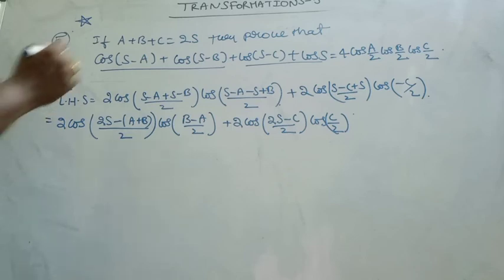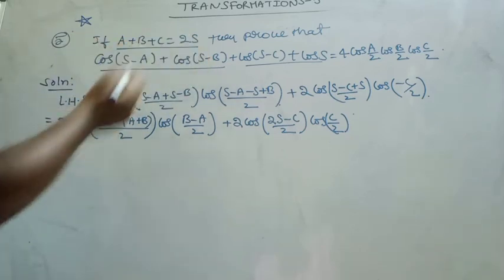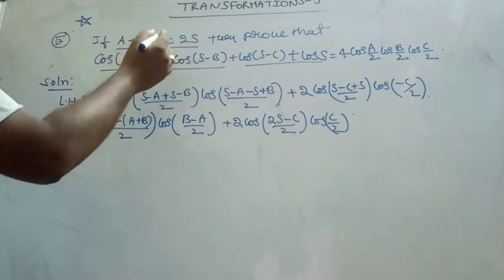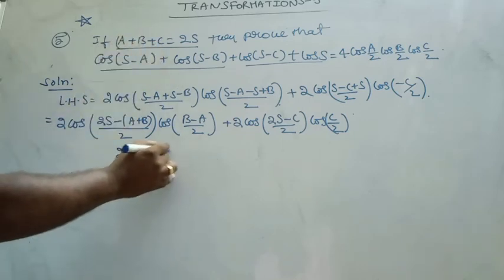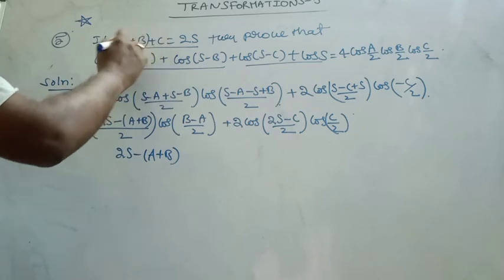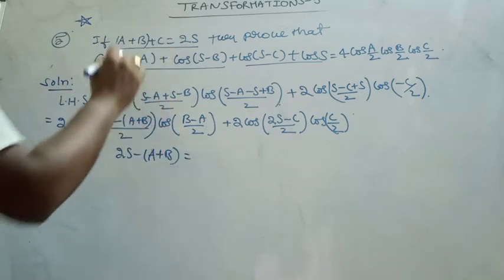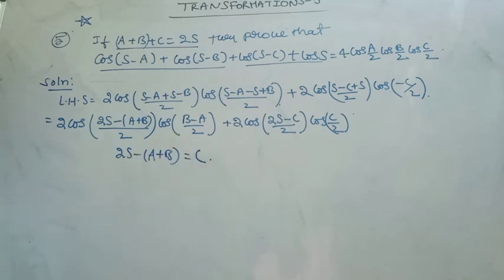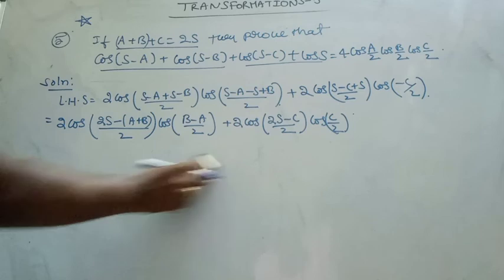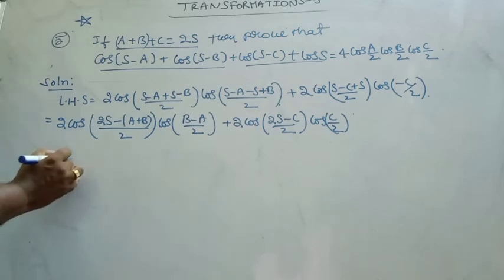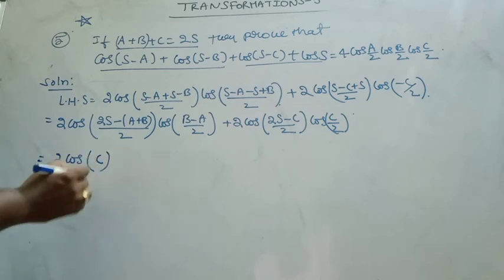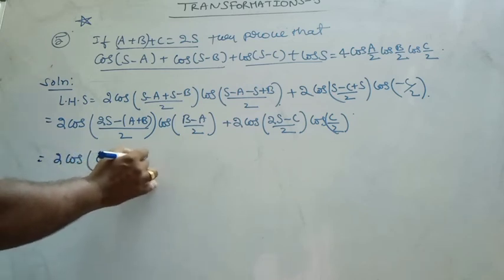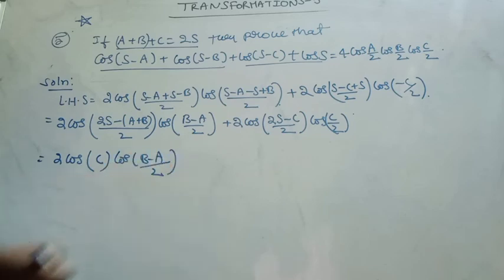You see, my dear students, here a plus b plus c is equal to 2s. From this, 2s minus of a plus b, if you transfer a plus b here, you will get what? 2s minus of a plus b is equal to c, you are going to get. Right, my dear students, that is what we have here. That is what we will write now, 2 cos of (2s minus a plus b), that is c, and the cos of b minus a by 2 you are having here, right?